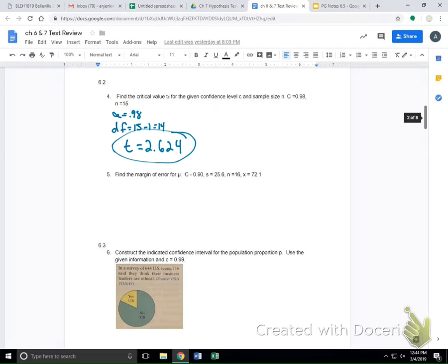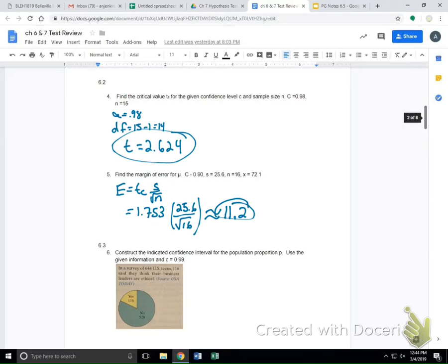Number 5, again, we're doing the margin of error. So this section has the margin of error for TC times S over the square root of n. You have your TC value as 1.753. S is 2.56 all over the square root of 16. You're going to plug it into your calculator, and you'll end up with 11.2. So your margin of error is 11.2.